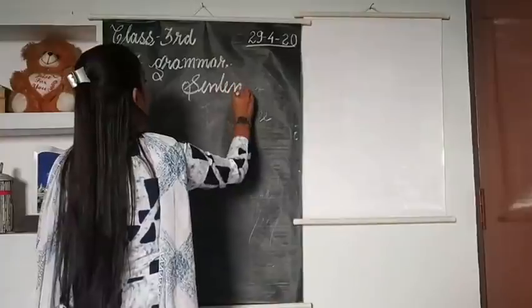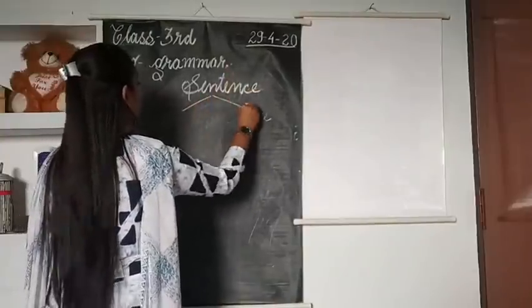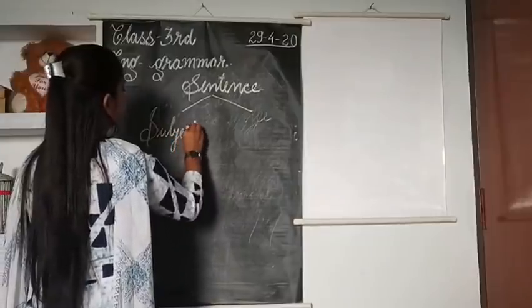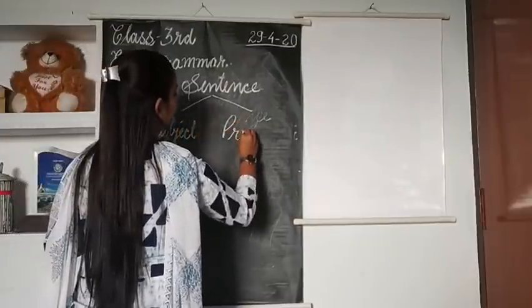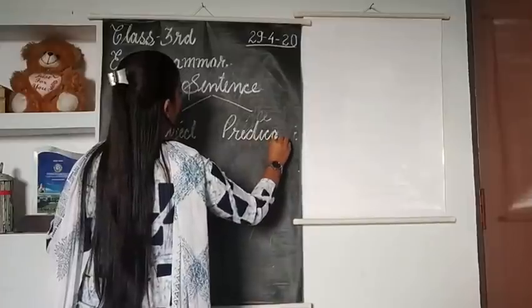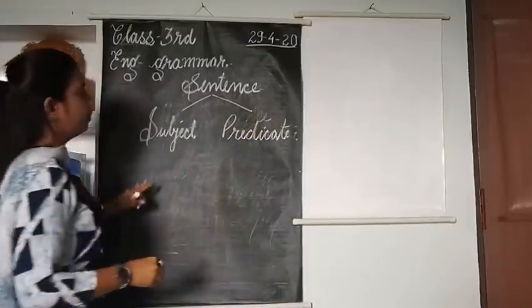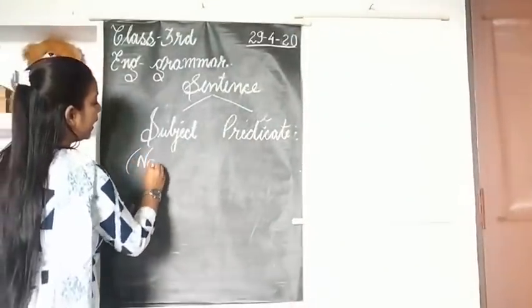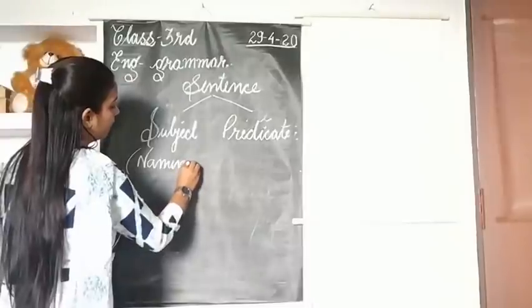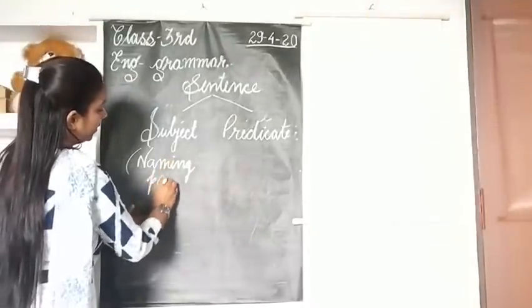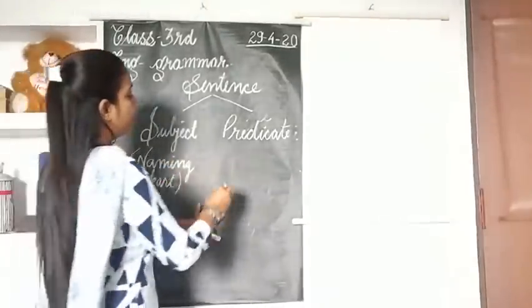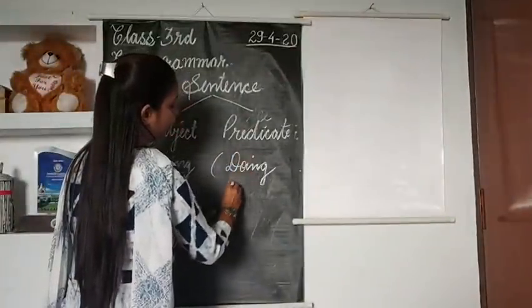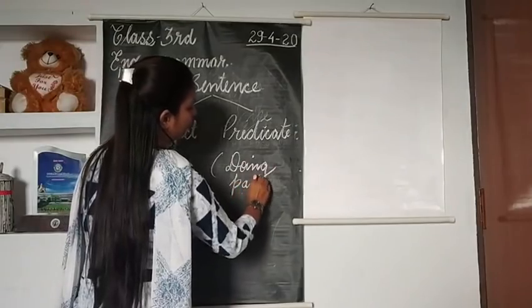So, sentence has two parts, subject and predicate. Now, what is subject and what is predicate? See, children, subject is the naming part. Subject is the naming part and predicate is the doing part.